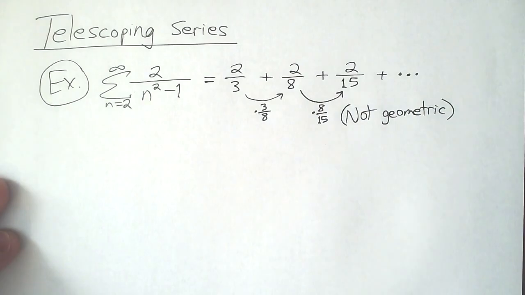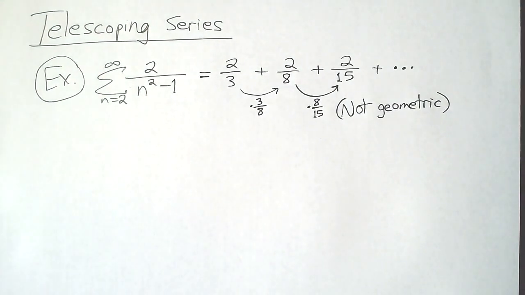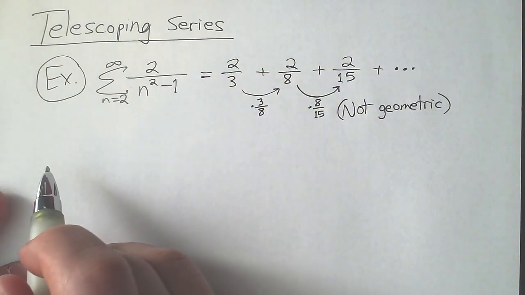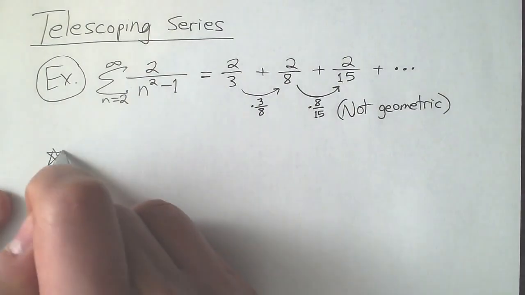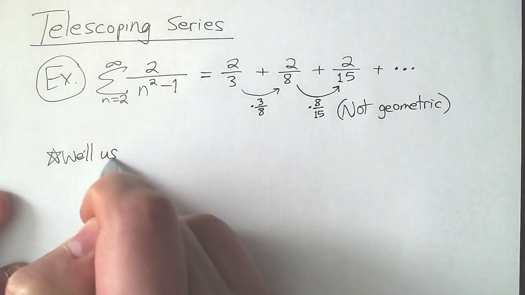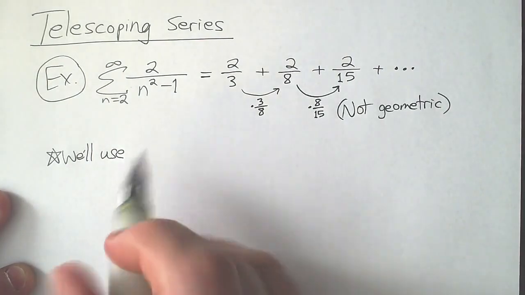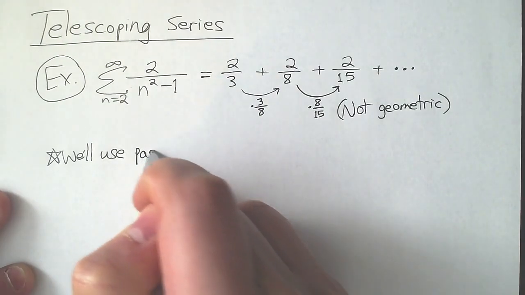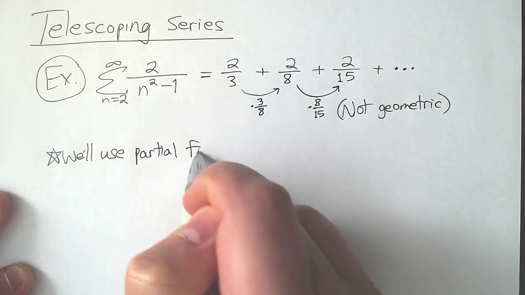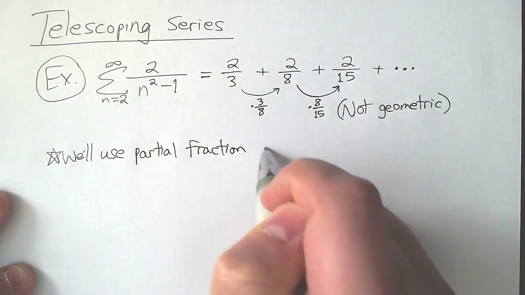So, what have we found so far? This is not a geometric series. It's not answered by the test for divergence. And it doesn't really seem like that harmonic series we talked about. So, this is something totally different. Actually, we're going to use something that we've done this semester. We did it in kind of a different context, but we're actually going to use partial fraction decomposition.